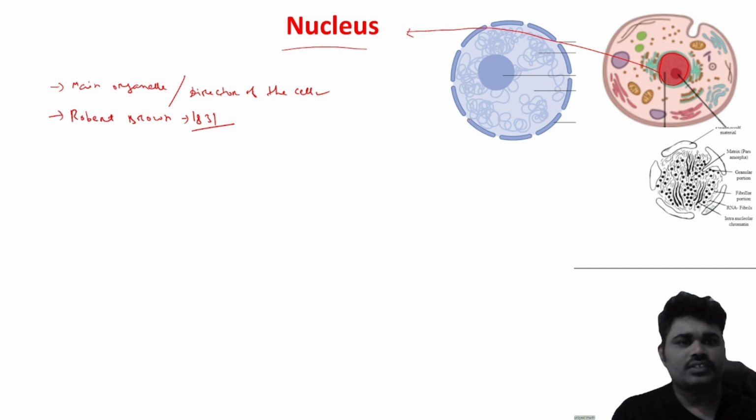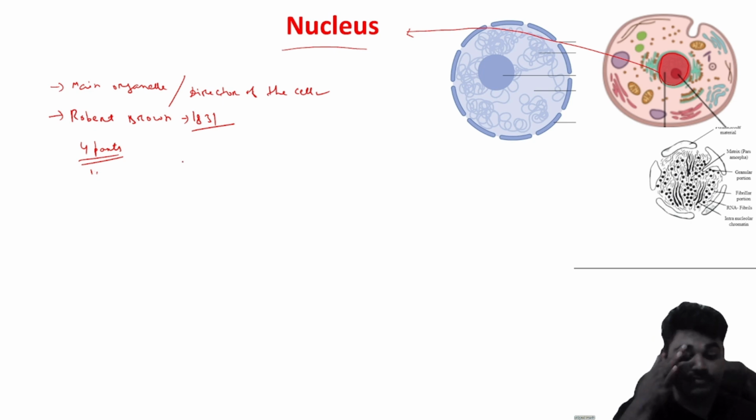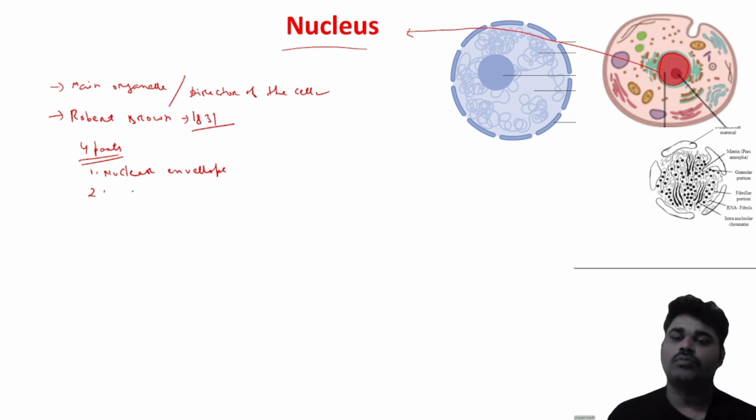So look at the structure. This is a nucleus. The nucleus has four parts. Mainly it can be divided into four parts. The first part is called the nuclear envelope. The second part is the chromatin material.